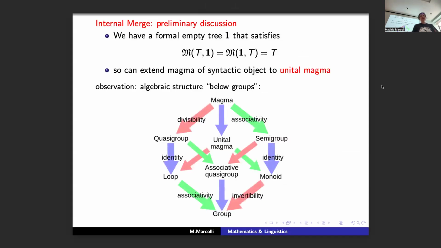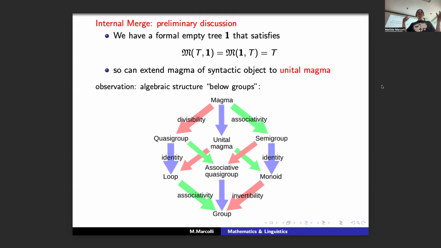So what about internal merge then? As I said, internal merge requires a bit more discussion, because you're trying to put together a part that you extracted with a part that remains. There's one thing that you can do. Formally, you also have an empty tree, which is the unit for the product. And you can merge something to the empty tree, but of course this would just give you the same tree.